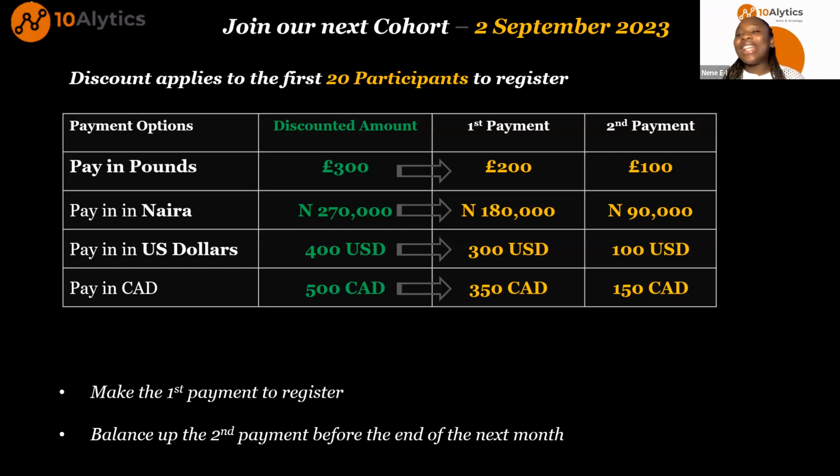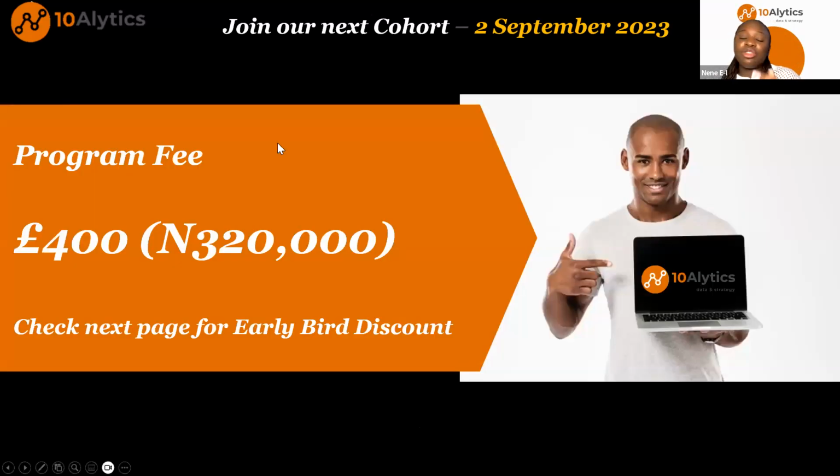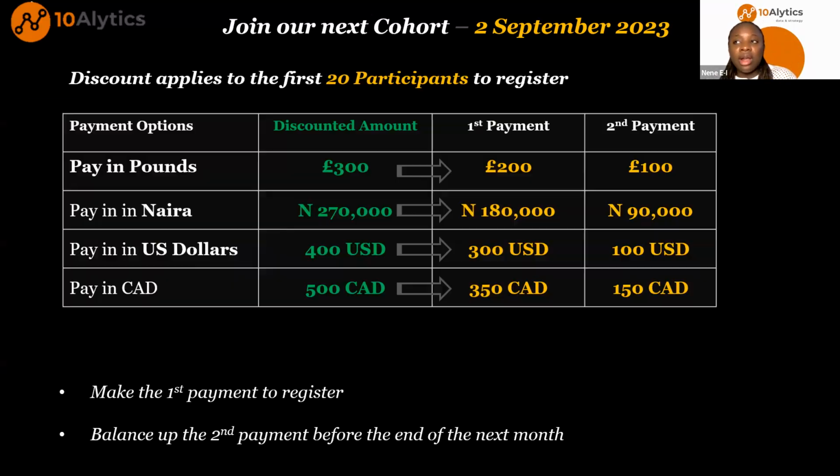So fantastic. I think someone asked how much is the program. The program, like I said, is actually £400, which is 320,000 naira. But we have an early bird discount for the first 20 people, and this reduces it from 320,000 to 270,000. You can pay in 2 installments: 180,000 for the first installment and 90,000 for the second installment. You pay the 90,000 after a month, so that will be at the end of September. So that is the price.